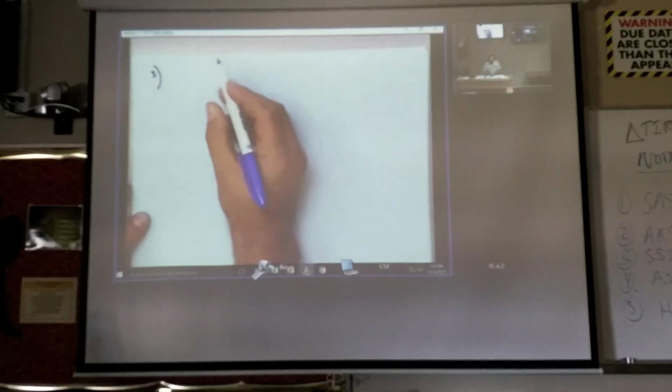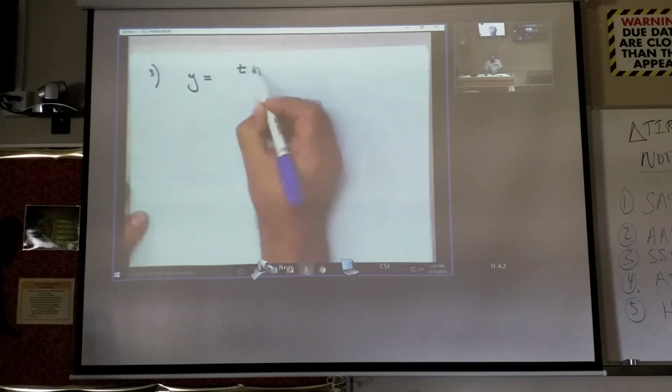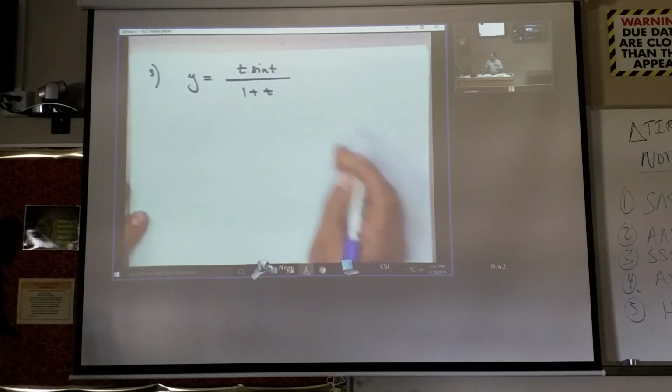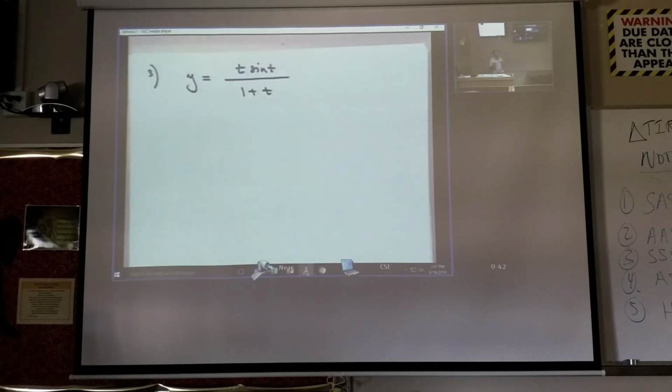So let's say I have y equals t sine of t over 1 plus t. We're going to take the derivative of this function, and if you look carefully, you should see that we're going to use two rules. We're going to use the product rule and, can you see the product? Yeah. The quotient rule, right? So we have product and quotient in one problem.